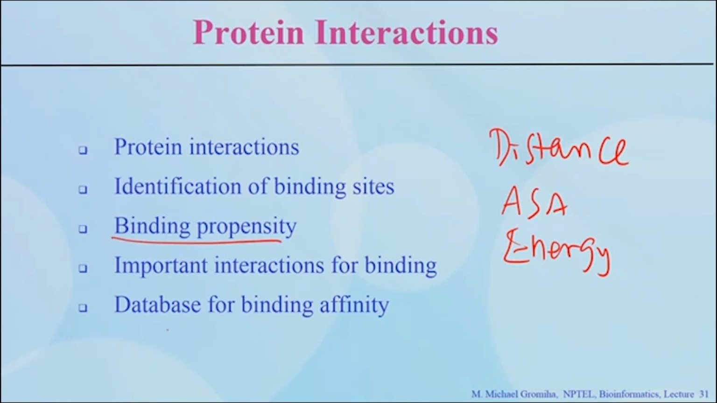What is binding propensity? This is the tendency of each residue to be at the interface. If 8 out of 10 alanines are in the interface, we can say that they prefer to be at the interface. Then we identify the residues and residue pairs. From that we can see what the probable interactions are.